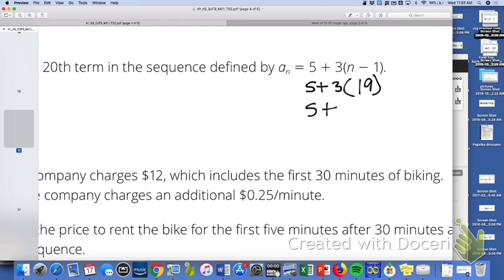It's 57. Oh my gosh, I'm off. All right, even the best of us make mistakes. Okay, so then 5 plus 57 means that is going to be 62. So the 20th term in the sequence is 62.